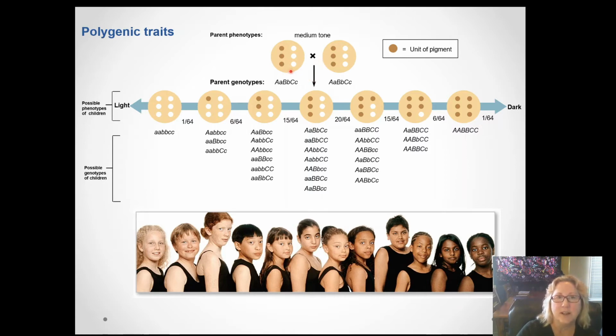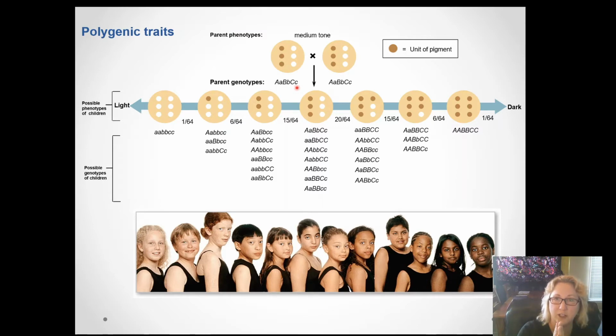But because they're heterozygous at all 3 of these, what we in fact get is they could have children who are absolutely anywhere on the spectrum. Remember, gametes only have 1 of each of the parents' copies of these alleles. So a gamete could have all 3 dark alleles, all 3 light alleles, or any combination of those. But every gamete is going to have 1 A allele, 1 B allele, and 1 C allele.